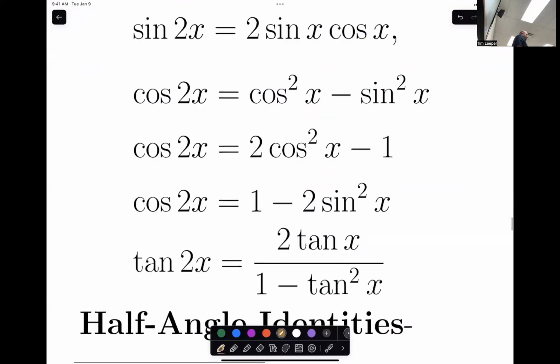So far, we have now proven all of the double angle identities. You may be thinking, well, what about cosecant, secant, and cotangent? Well, then you just use the reciprocal identities and then use the double angle identities for sine, cosine, and tangent. Good deal.